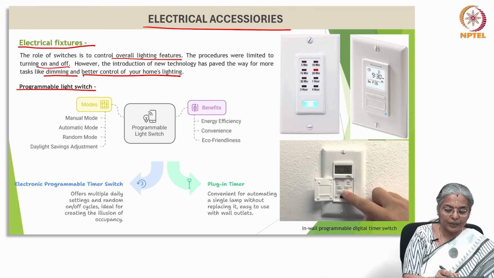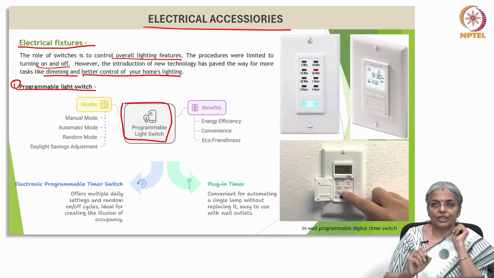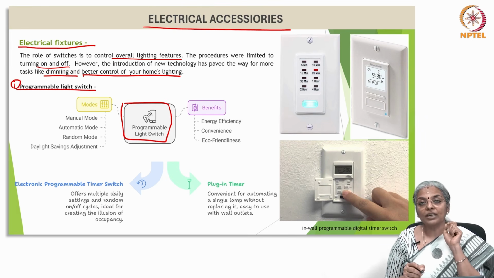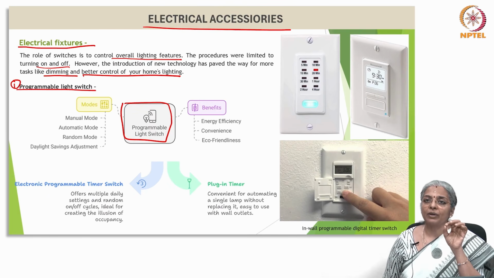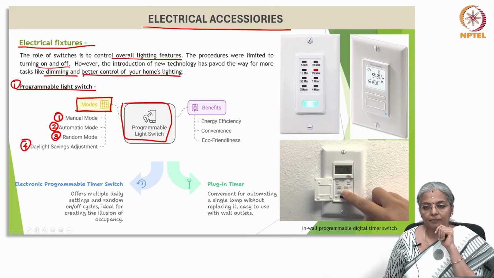programmable light switch. Now, a programmable light switch is designed to customize when we want the fixture to light up and go off. Most programmable lights have the settings that are found in most types and brands, and those settings or modes are manual mode, automatic mode, random mode and daylight savings adjustment.